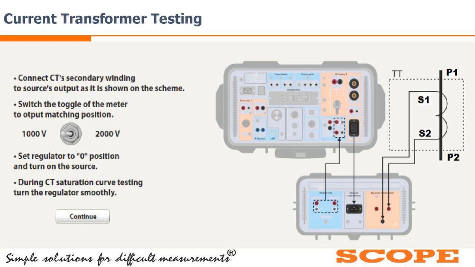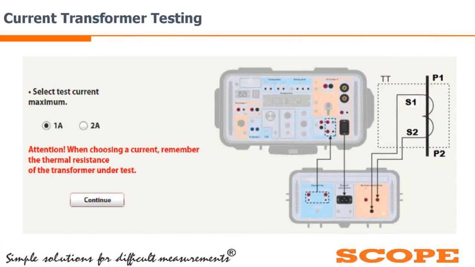Here you will see how to connect the instrument to the actual CT secondary side to get the CT excitation current, CT knee point, and magnetizing current characteristics. After selecting the voltage, 1000 volt or 2000 volt, we click continue. Then we need to select the secondary side current injection, which will be 1 ampere or 2 ampere. 1 ampere is sufficient to do secondary injection. After that we click the continue button.